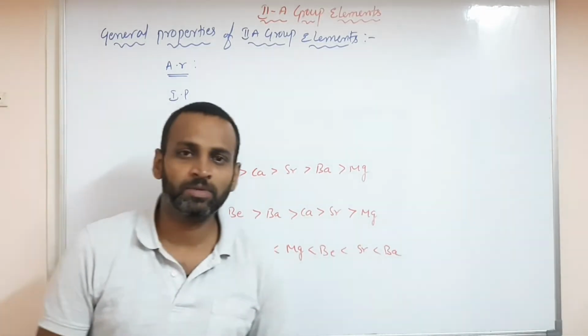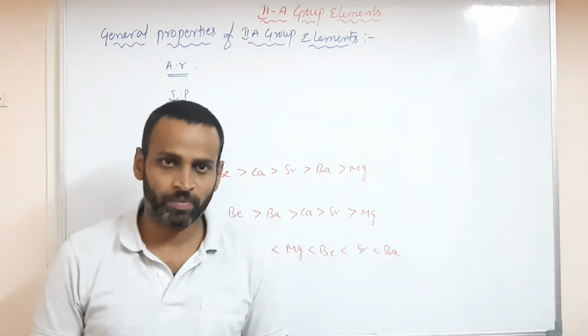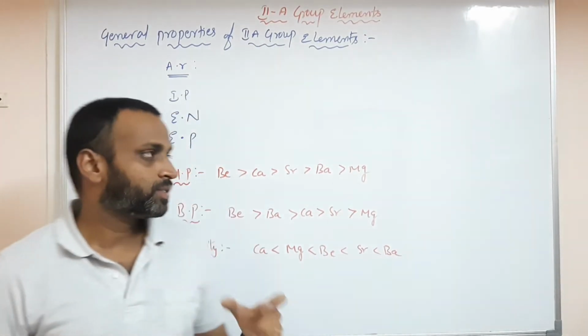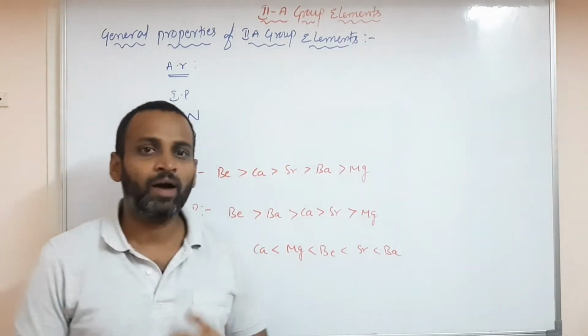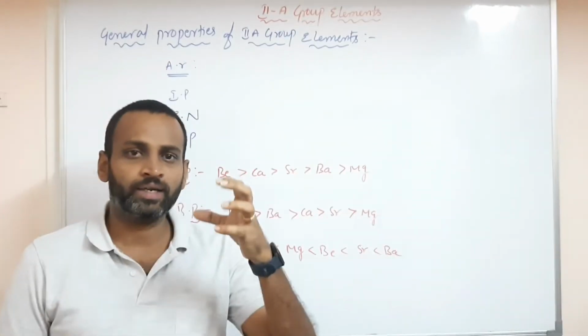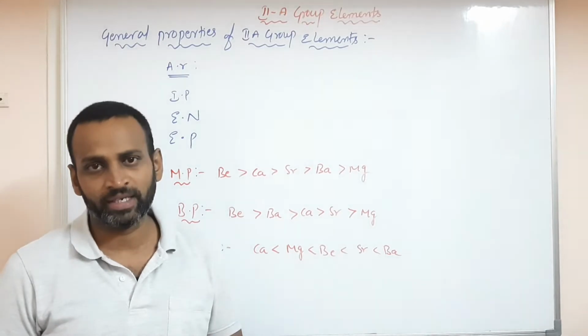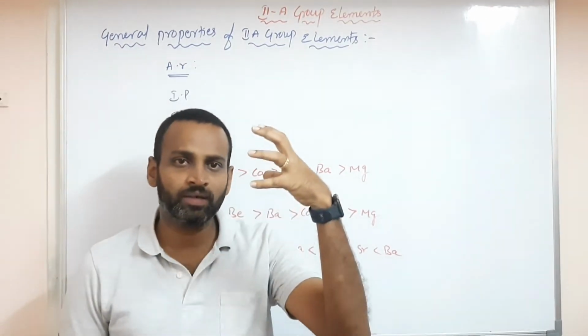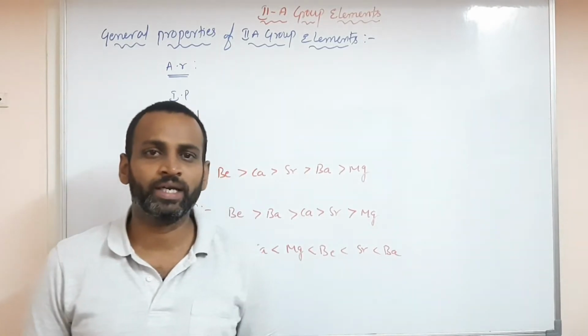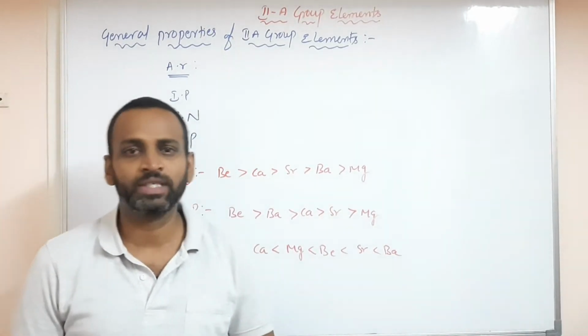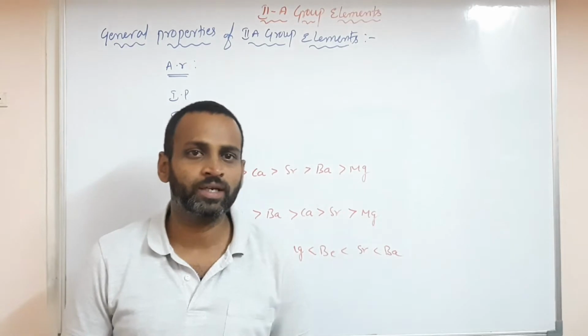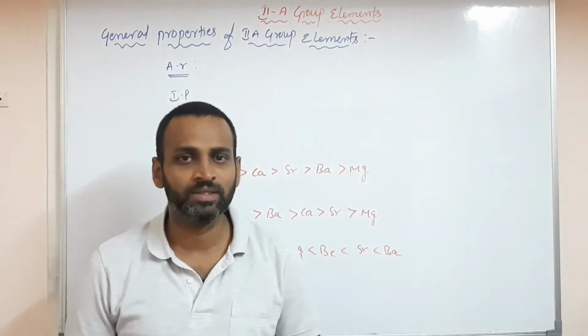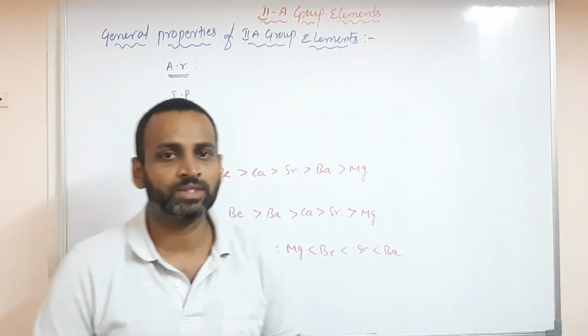Now we will discuss the 2A group elements, some general properties. In general properties, we have to learn atomic radius, how that varies, and periodic properties as we know: ionization potential, electronegativity, electropositivity. Of course their oxidation number and valency, those we have to discuss actually.